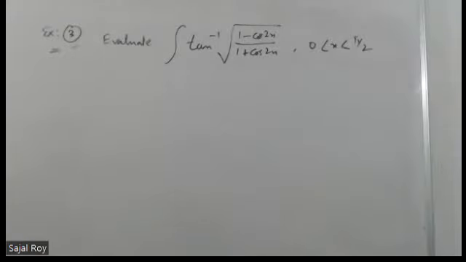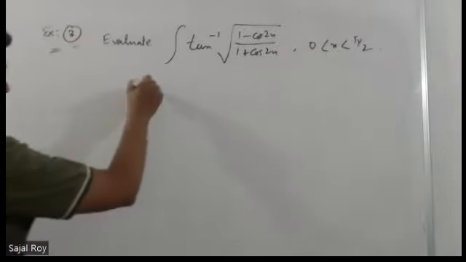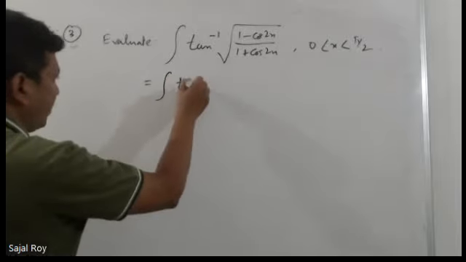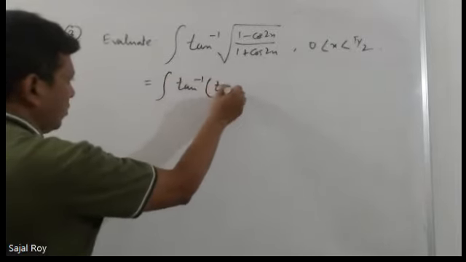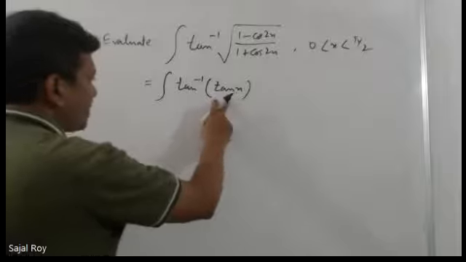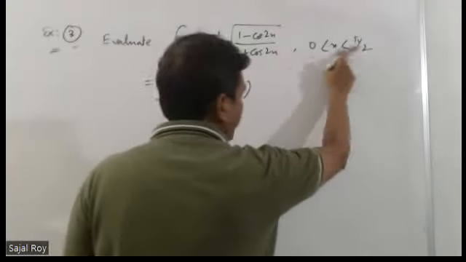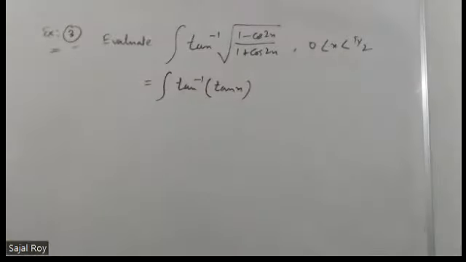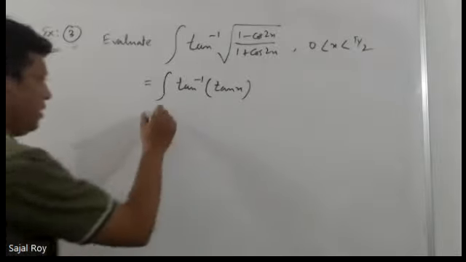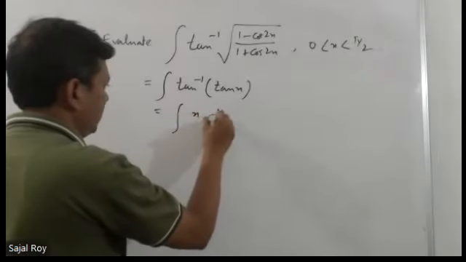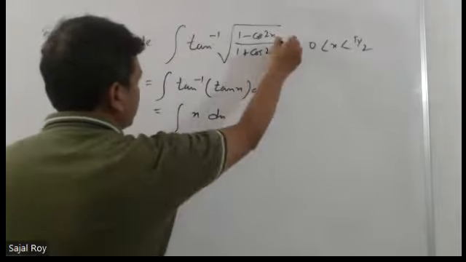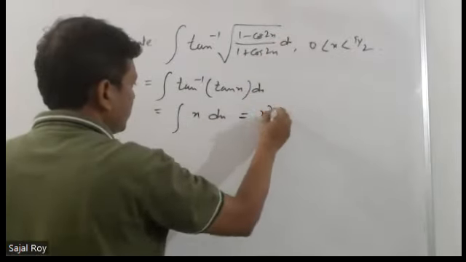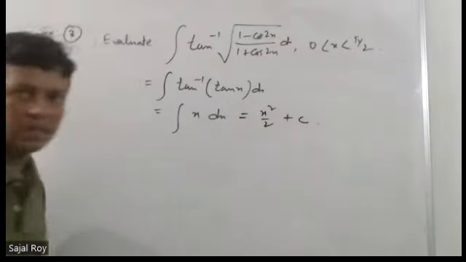So what is the formula for 1 minus cos 2x by 1 plus cos 2x? Multiple angles, tan square x. So what you are going to do? And tan inverse tan x is x, provided that x lies within this range. That is where the range is given. X dx. So that is x square by 2 plus c. Simple.